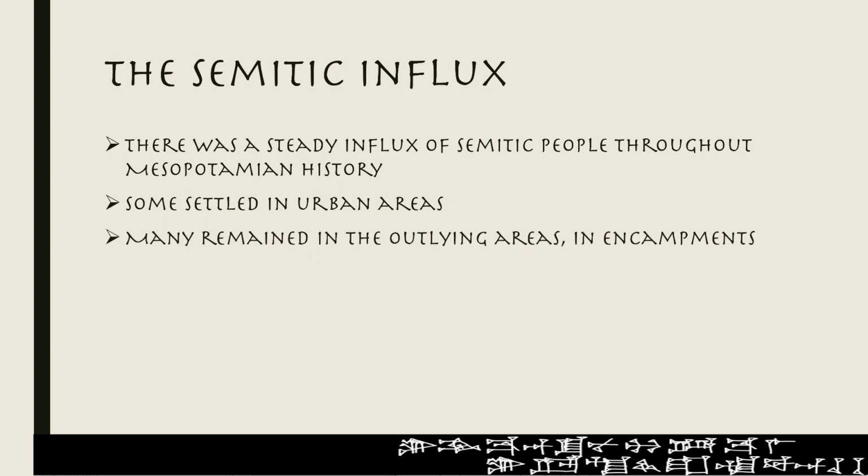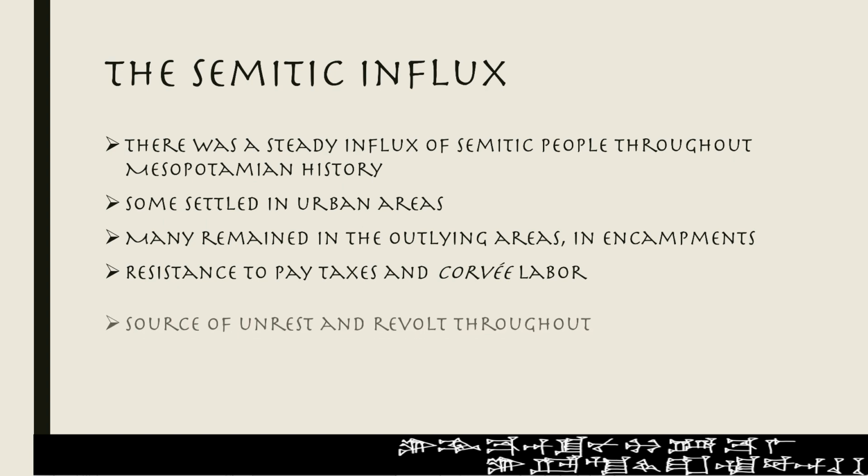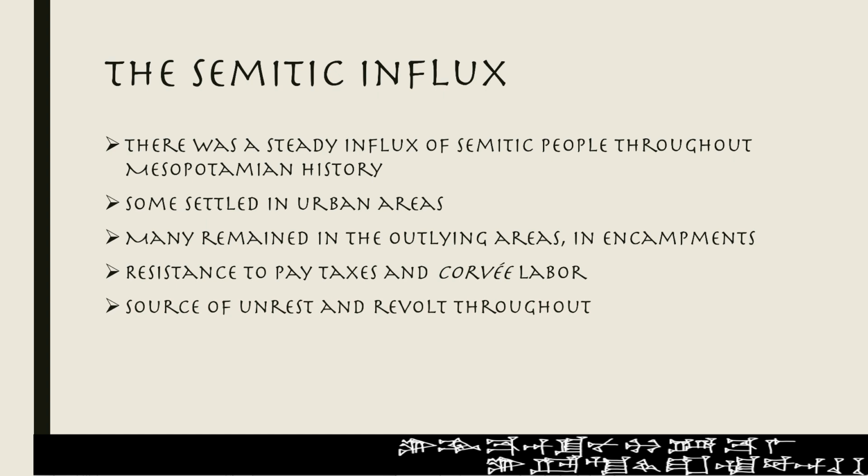However, many remained in the outlying areas, staying nomadic, living in encampments, and this type of tribal structure and organization showed resistance to paying taxes and providing corvée labor. And in general, these settlements in the outlying areas outside of the main urban centers often were a source for unrest and revolt throughout Mesopotamian history.